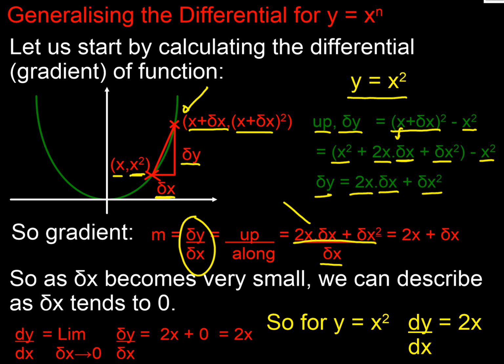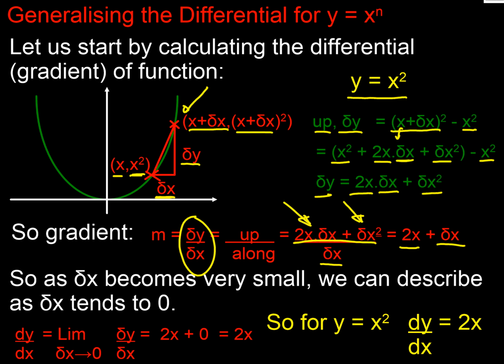So our first term is 2x times delta x divided by delta x. So those two delta x's cancel out again, and we end up with our first term being 2x. Our second term is delta x squared divided by delta x, and a number squared divided by a number gives the original number. So that's plus delta x, isn't it?